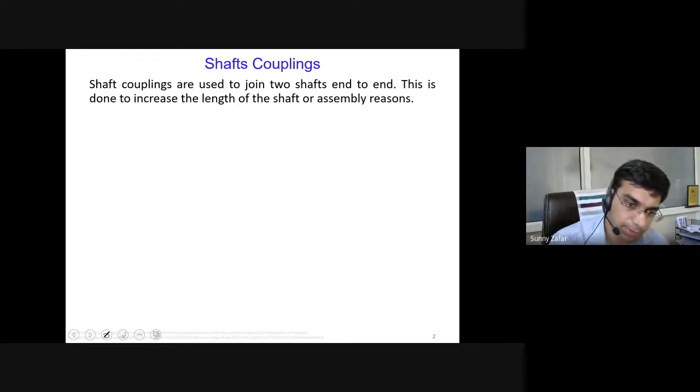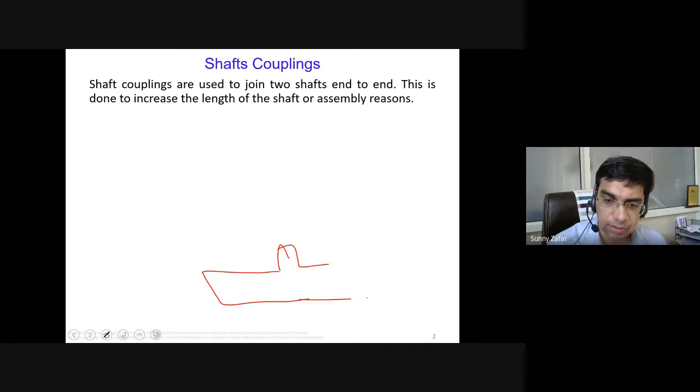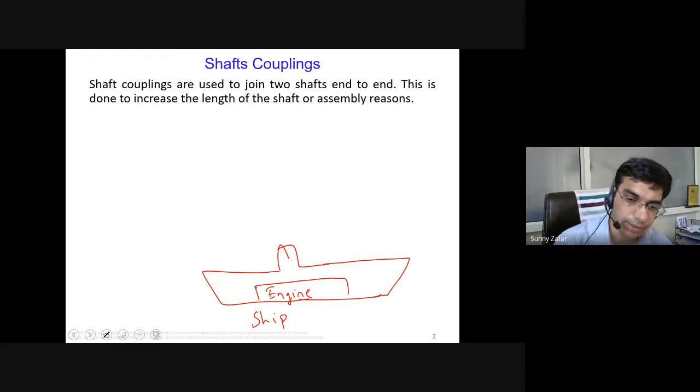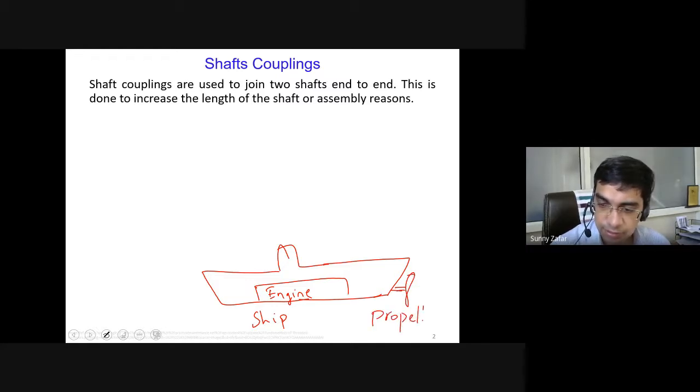So these are very popular, especially in the ships. I'm just drawing a very rough schematic here. The engine in the ship is the marine engine. It is quite in the middle for balancing the ship. So it is in the middle of the ship, but the propellers are at the end. These propellers are connected to this engine.